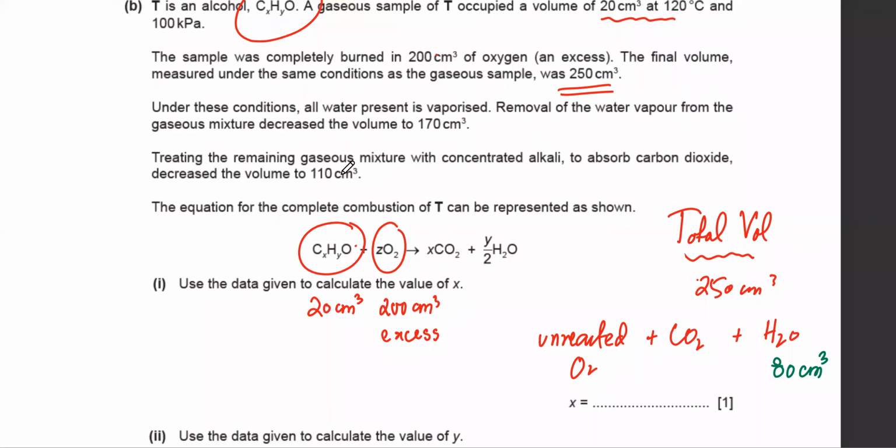So that means if it decreases from 170 to 110, there's 60 cm³ of carbon dioxide. The first part was that 250 cm³ was produced. Volume decreases to 170 when water is removed, then from 170 the volume decreases to 110. At the end of the day, you're left with 110. So that 110 is the unreacted oxygen. So is this part clear?